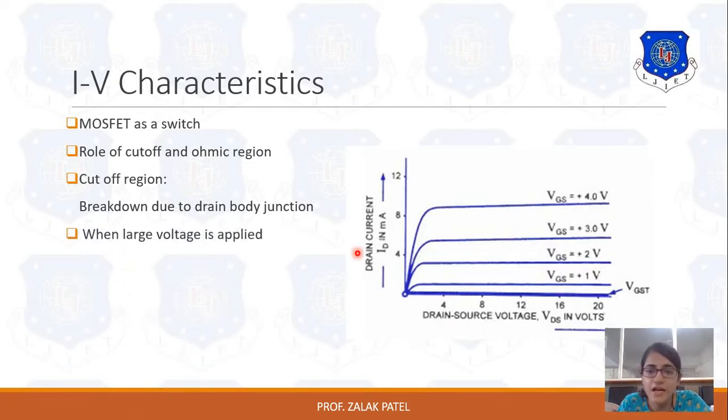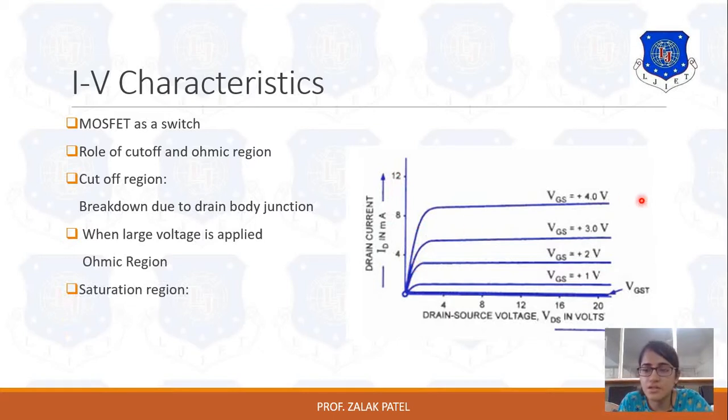Next, when a large voltage is applied, it operates in the ohmic region. This is the ohmic region, where VDS is not generally affected, but a high amount of current can be passed through this region.